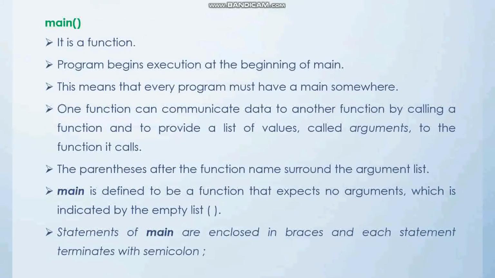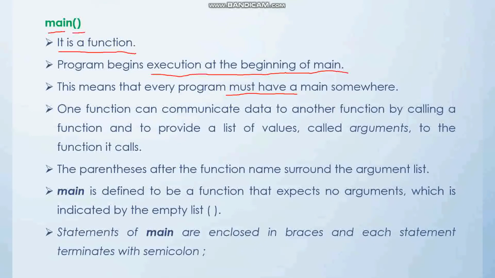Then main, it is a function. We can see here that brackets are given after the name. Main is a function. Program begins execution at the beginning of main. So it means it is compulsory to code a main function, because a C program begins execution at the beginning of main. So every program must have a main somewhere.